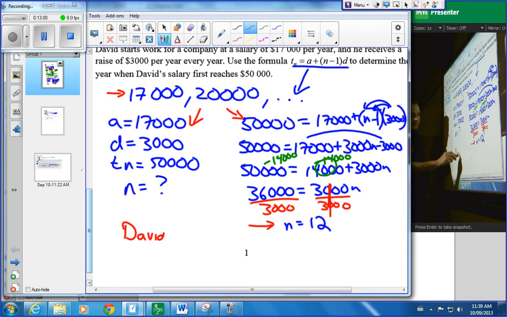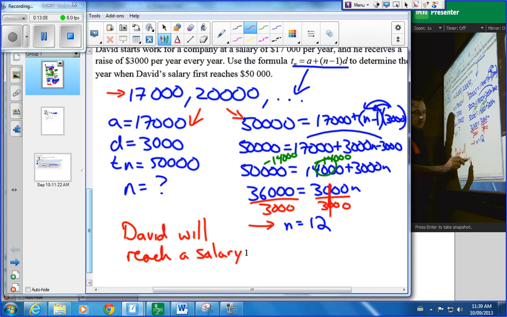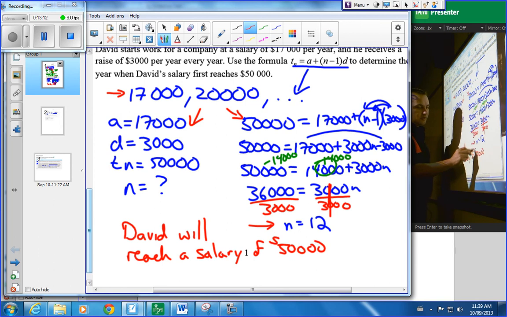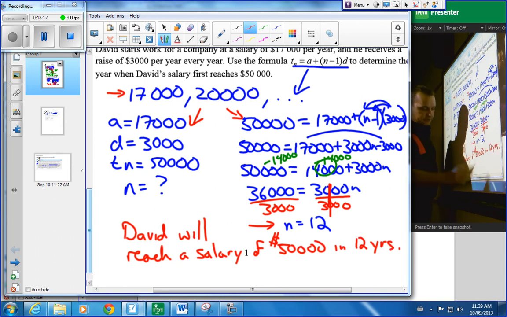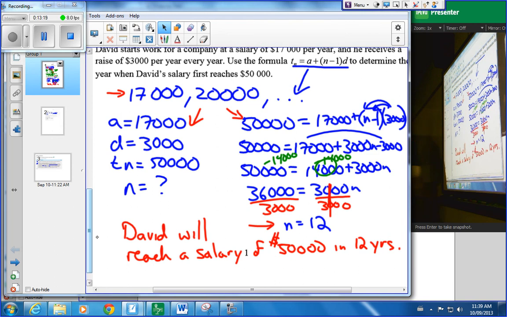So it'll be the, right, David will reach a salary of $50,000 in 12 years. Okay? And again, you're not going to have to do an obscene amount of these, so you can write out a sentence. It's not going to kill you.